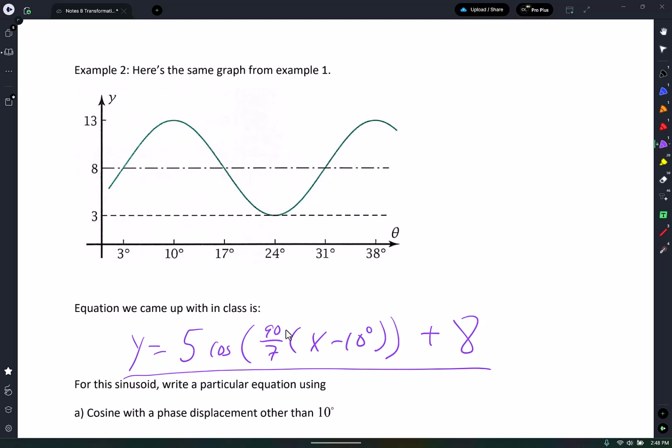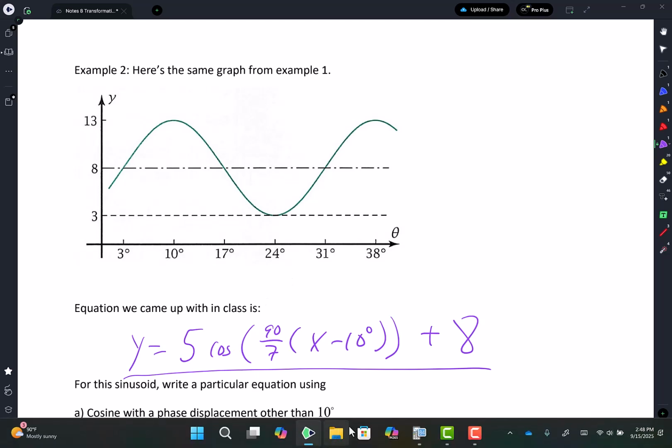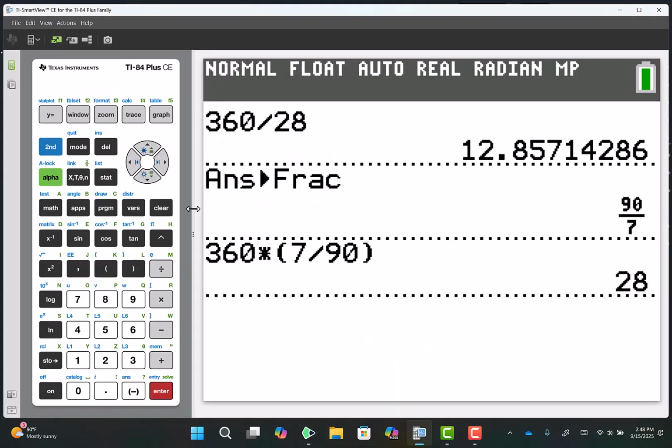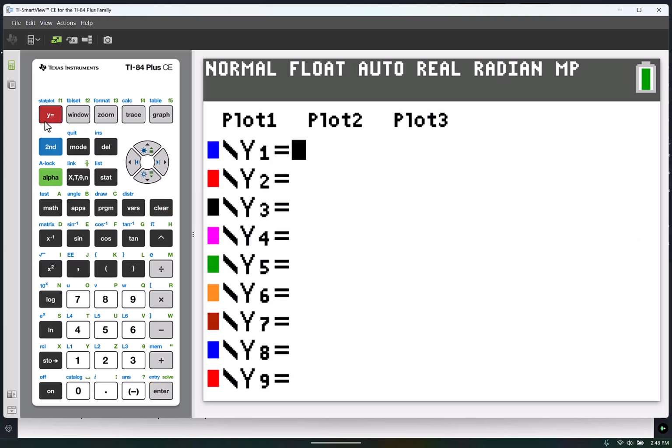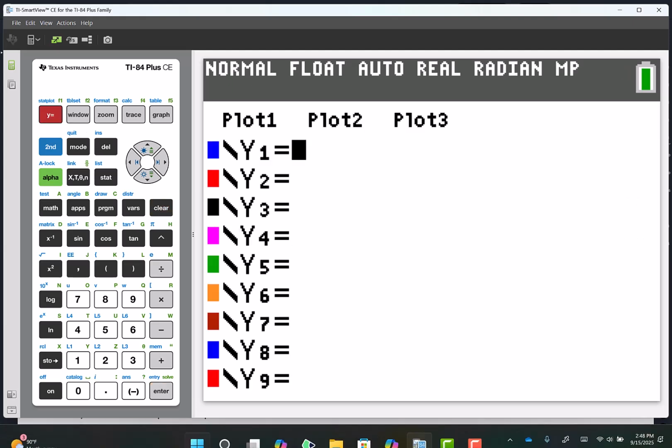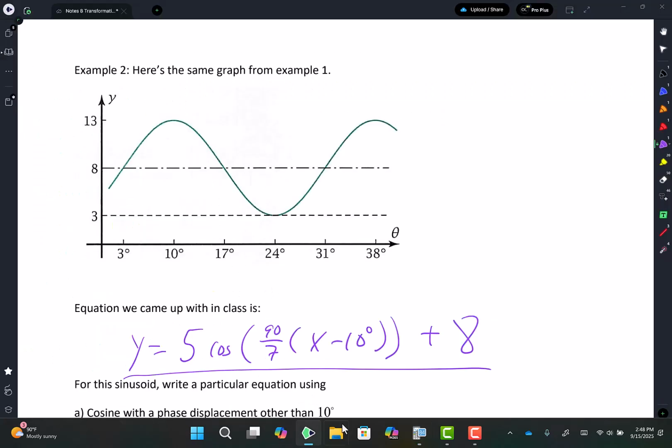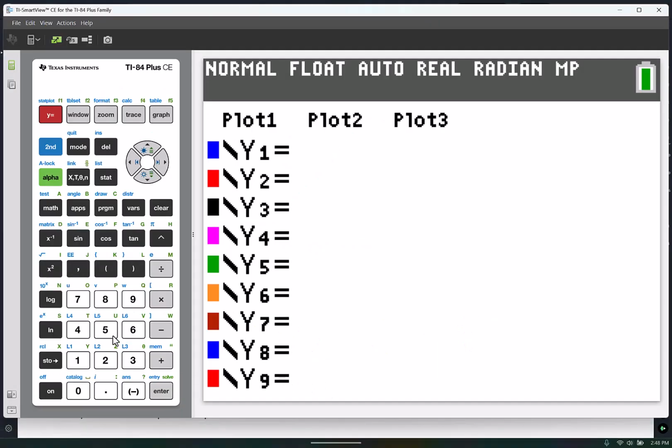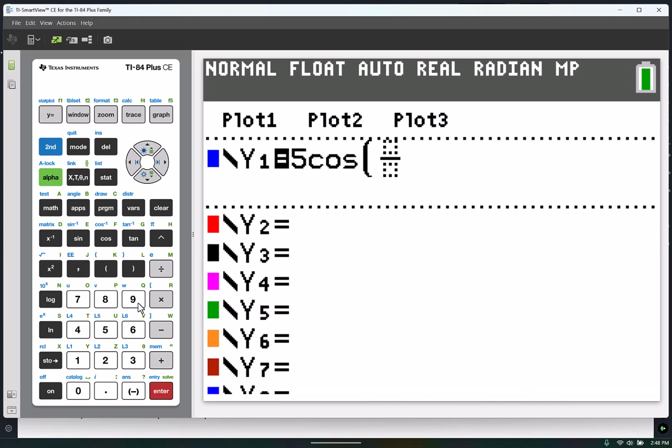Matter of fact, I'm going to put that one in my calculator because you're not going to have Desmos when you take your exam, guys. So I'm trying to get you used to your calculator. Go to Y1, and I'm going to type in 5 cosine, 90 over 7, open parenthesis, x minus 10, close, plus 8. Does everyone have that?